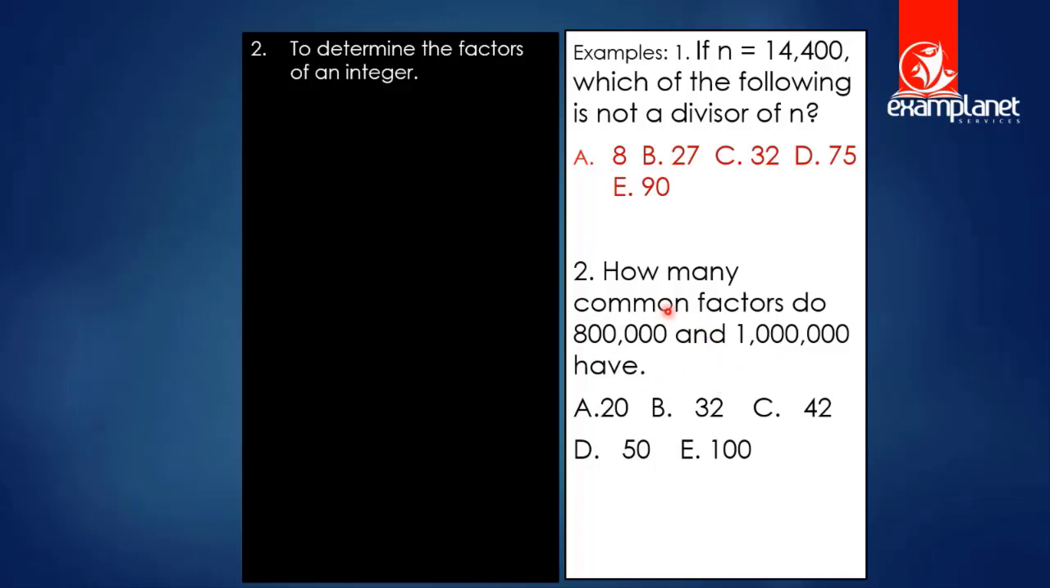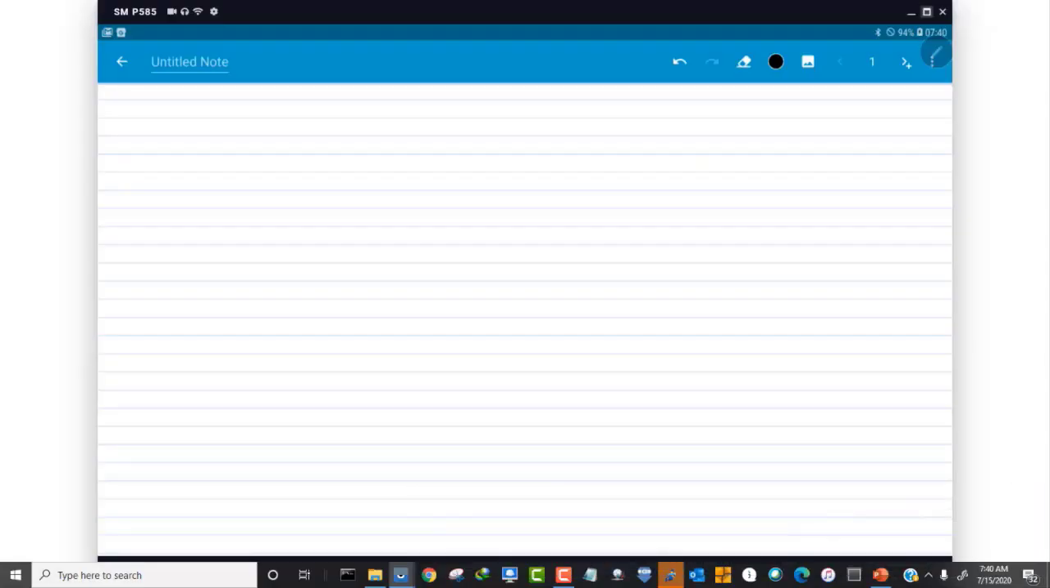So okay, let's see how we answer this problem. Now we have 800,000 and also 1 million. So we want to know the number of common factors the two of them have. Now first, like I said, according to the rule, the number of their common factors will be the same as the number of the factors of their HCF. So that means we need to first find the HCF of 800,000 and 1 million.